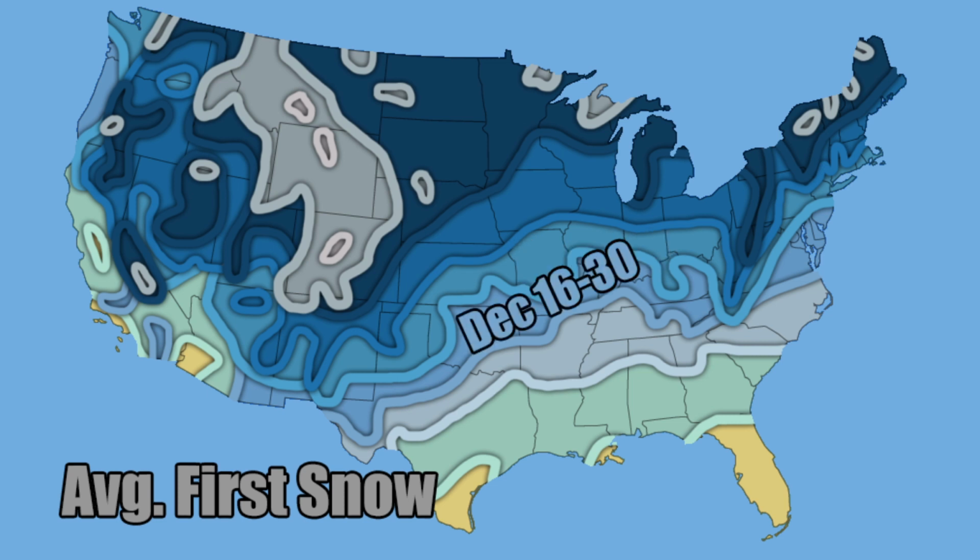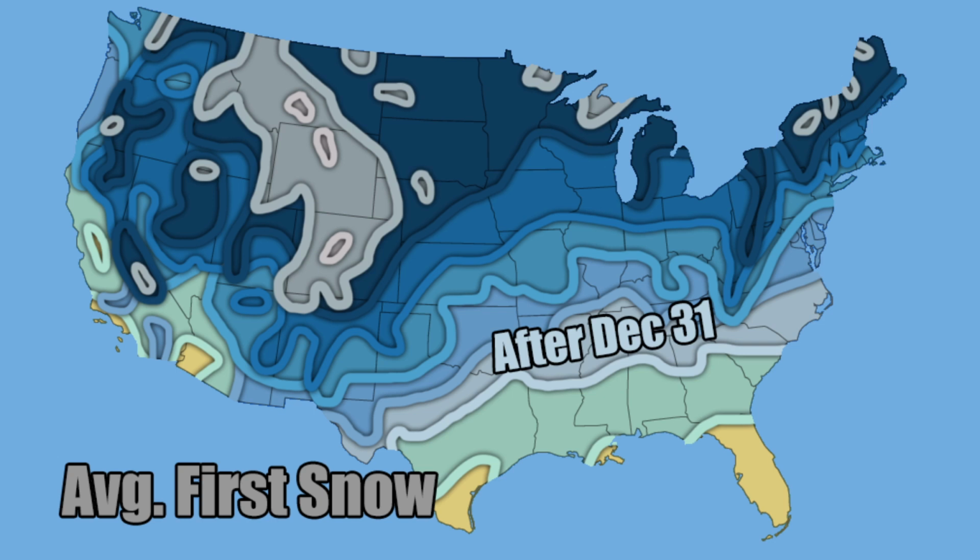Now, for this lightest blue region, this is where you expect your average first snowfall to be between December 16th and 30th for parts of coastal Washington and Oregon, as well as parts of the higher elevation regions in California, and especially in Southern California there, and then also for parts of the Southwest, the South Central, and then up into the Ozarks and the Tennessee Valley, and then cutting through into the Mid-Atlantic there. That's where you expect your average first snowfall to be between December 16th and the 30th.